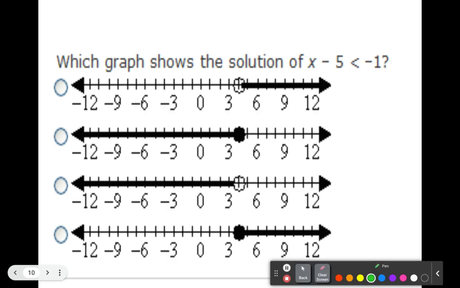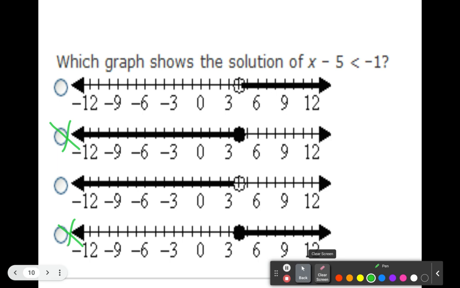All right. So which graph shows the solution of x minus 5 is less than negative 1? When we first look at it, remember that my less than symbol does not have an equal sign. So this is what less than or equal to looks like. It has this line here underneath the symbol. Since I have less than, my graph cannot have a closed circle because my x cannot equal that number. So we cannot have this graph or this graph because they both have closed circles.